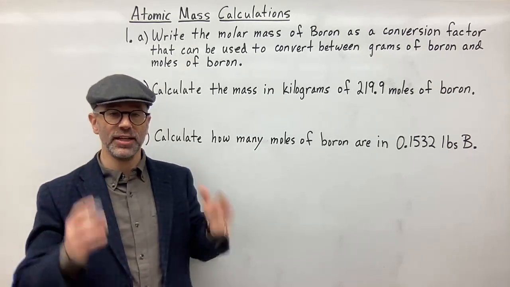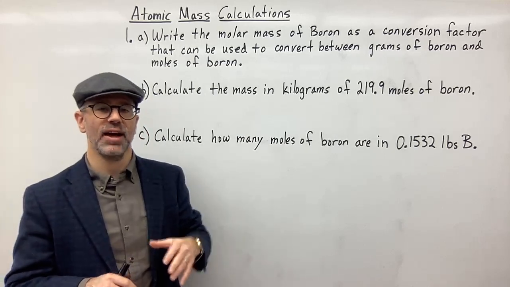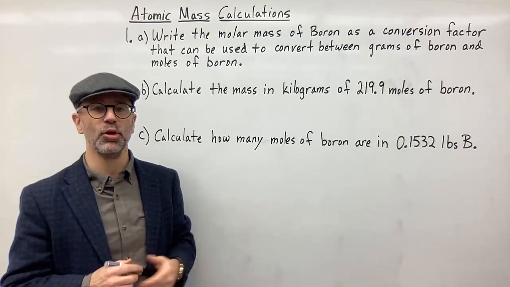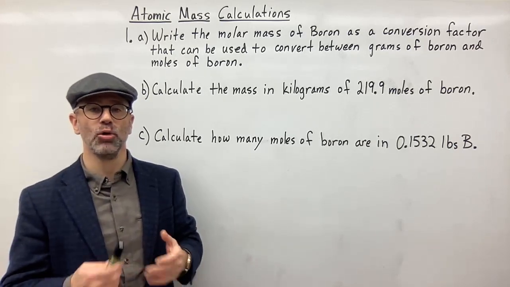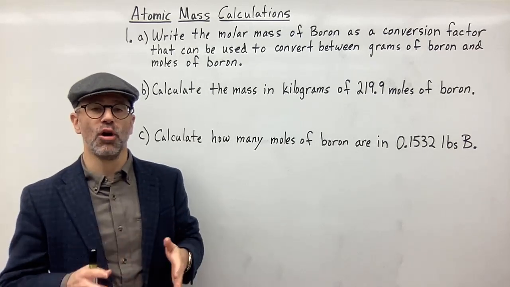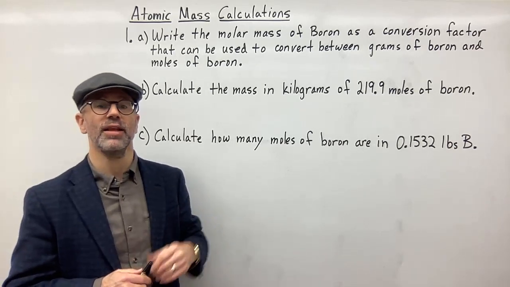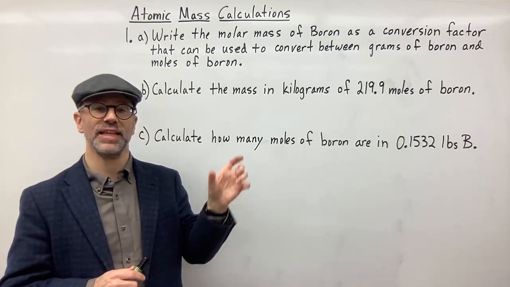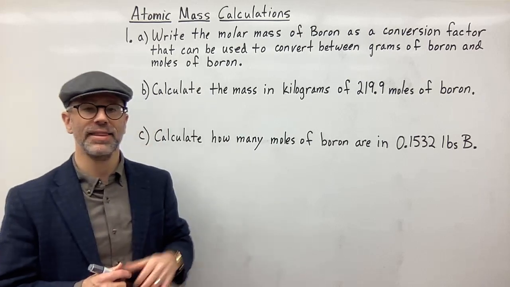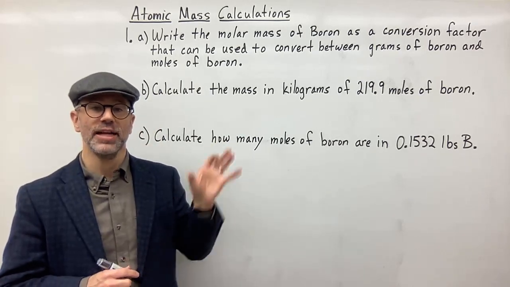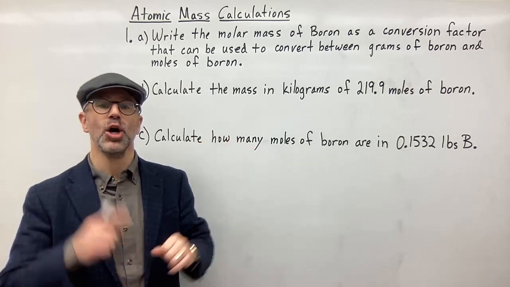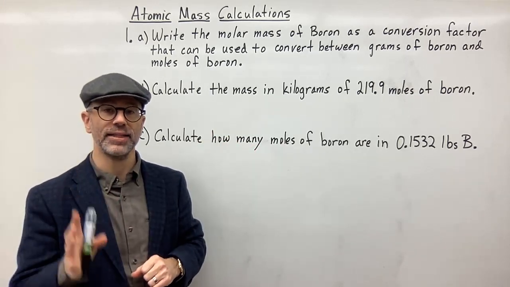The thing to keep in mind here is, as I just said, the atomic mass on the periodic table can be used as the molar mass of the element. It's the exact same number. All you need to do is look up the atomic mass, which is usually that decimal number below the symbol on the periodic table, and that's going to be the molar mass. Except remember, molar mass is the number of grams per 1 mole of that substance.